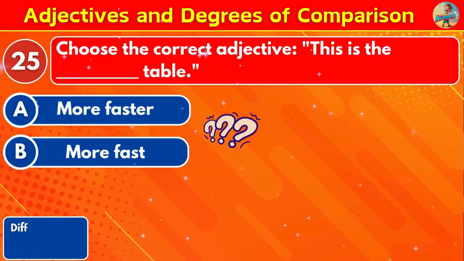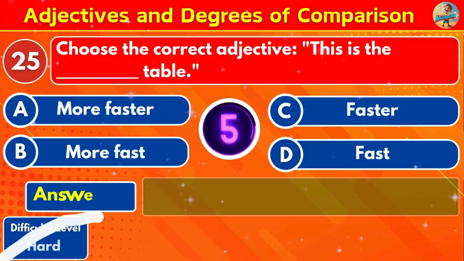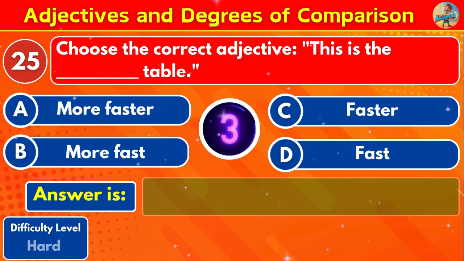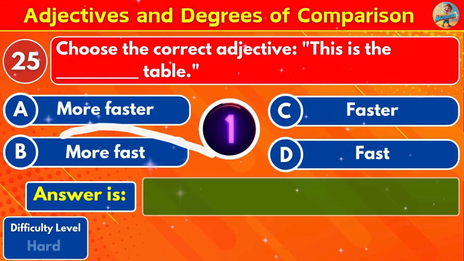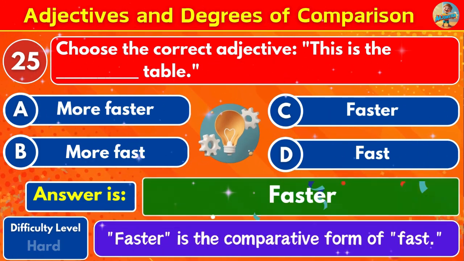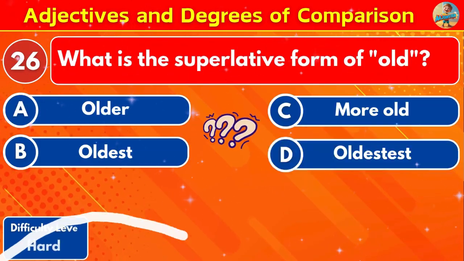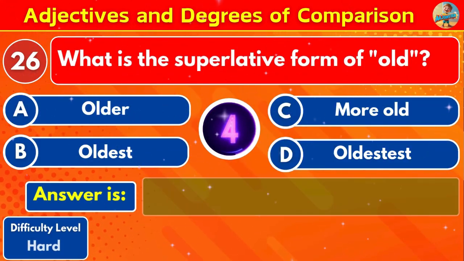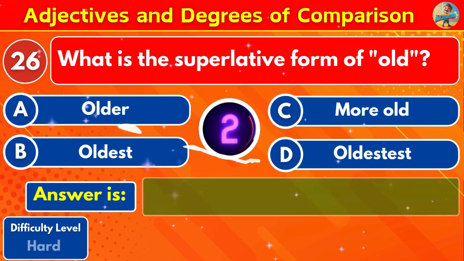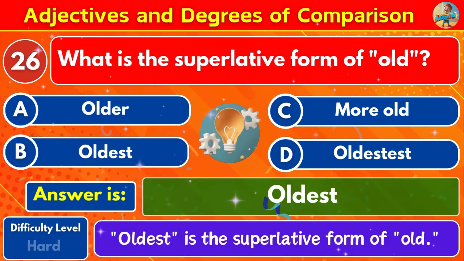Question 25 is, choose the correct adjective. This is the core table. Answer 25 is faster. Question 26 is, what is the superlative form of old? Answer 26 is oldest.